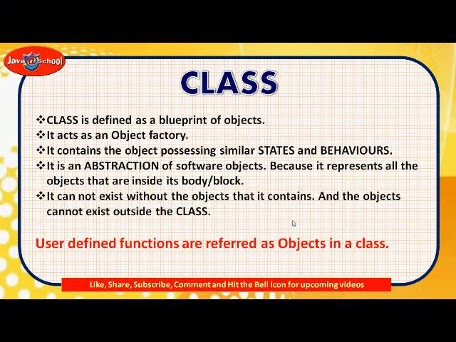So object and class are related to each other. They are dependent on each other for their existence. A class cannot exist without objects, so objects have to be there in order to make a class. And again, an object cannot exist outside the class. Outside the class, an object cannot be created. It has to be created inside the class only. Therefore, user-defined functions, whatever function we create, are referred to as the objects in a class.